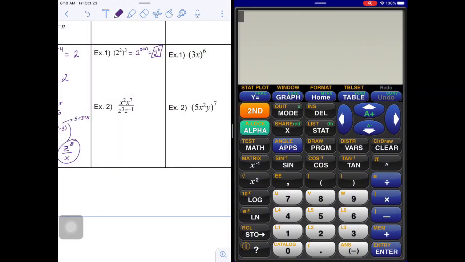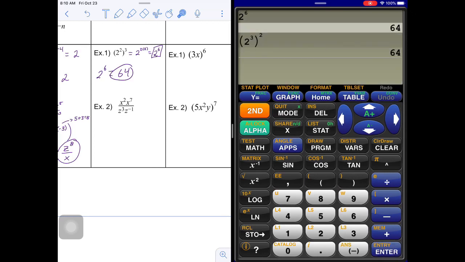Let's check here. 2 to the power of 6, we should know that that should be just 64. So 2 to the power of 6 equals 64. So if we had a calculator, we could do brackets 2 to the power of 3, bracket to the power of 2. And you're going to notice it's the same thing, because again, these are the exact same expressions.